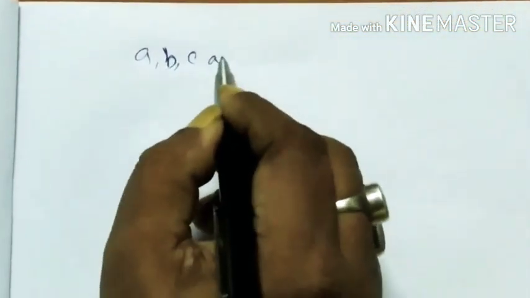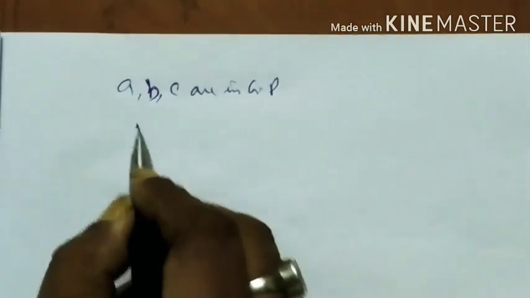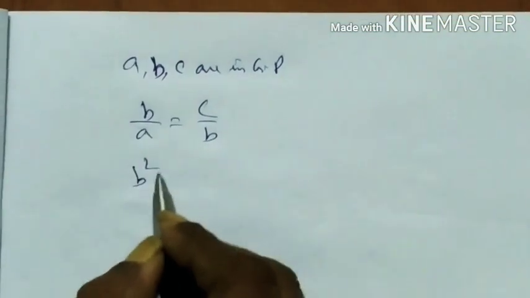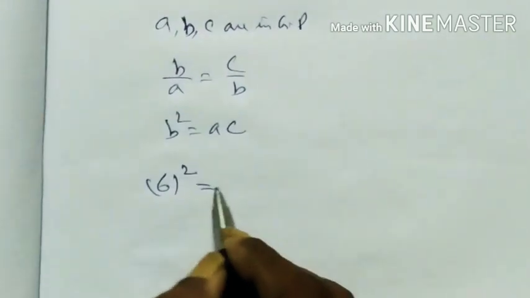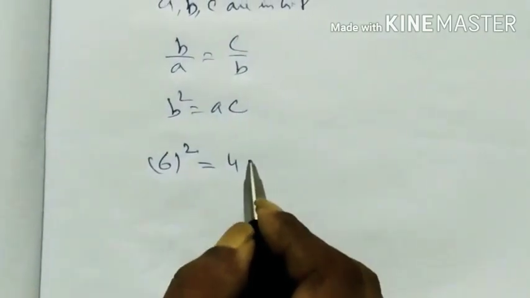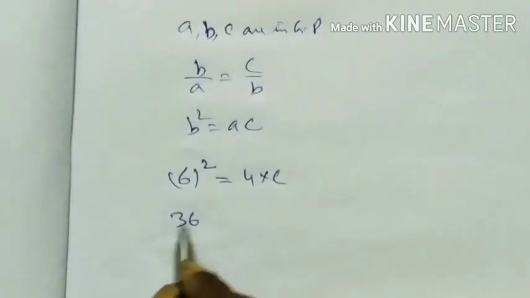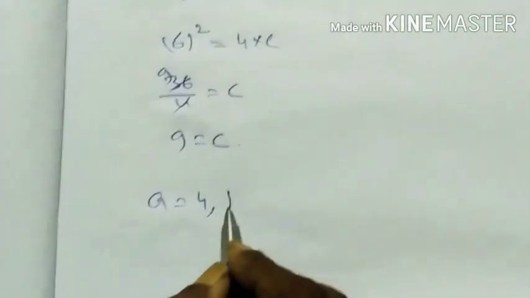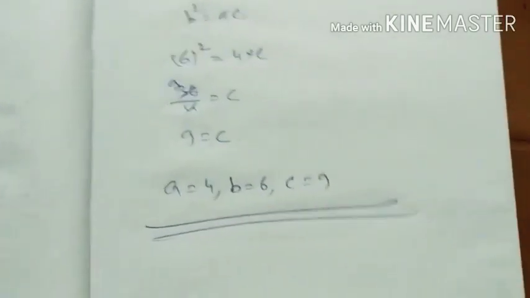Now your a, b, c are in GP. Therefore b by a is equal to c by b. So b square is equal to ac. Now your b is 6 square and your a is 4 into c. Therefore 36 by 4 is equal to c. 9 is equal to c. Therefore your answer is a is equal to 4, b is equal to 6, c is equal to 9. This is your answer. Let me check the answer.